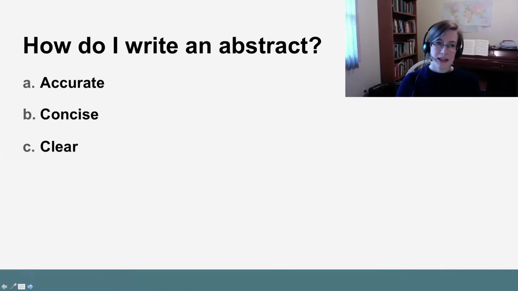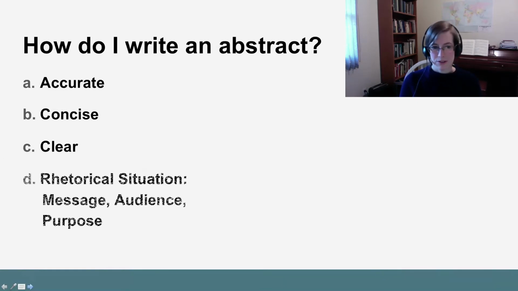So what makes an abstract accurate, concise, and clear is not separate from its rhetorical situation. Okay. And so here, yes, you want to make sure it reflects the message or the main point of your paper. But then the other two things, audience and purpose, are things you really need to consider when you try and decide what do I actually put in my abstract?